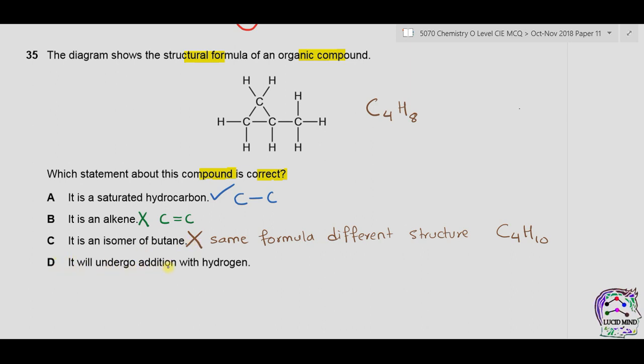D. It will undergo addition with hydrogen. Only alkenes can undergo addition with hydrogen, and for alkenes the presence of a double bond is a must, so therefore D is also wrong. Correct answer is A.